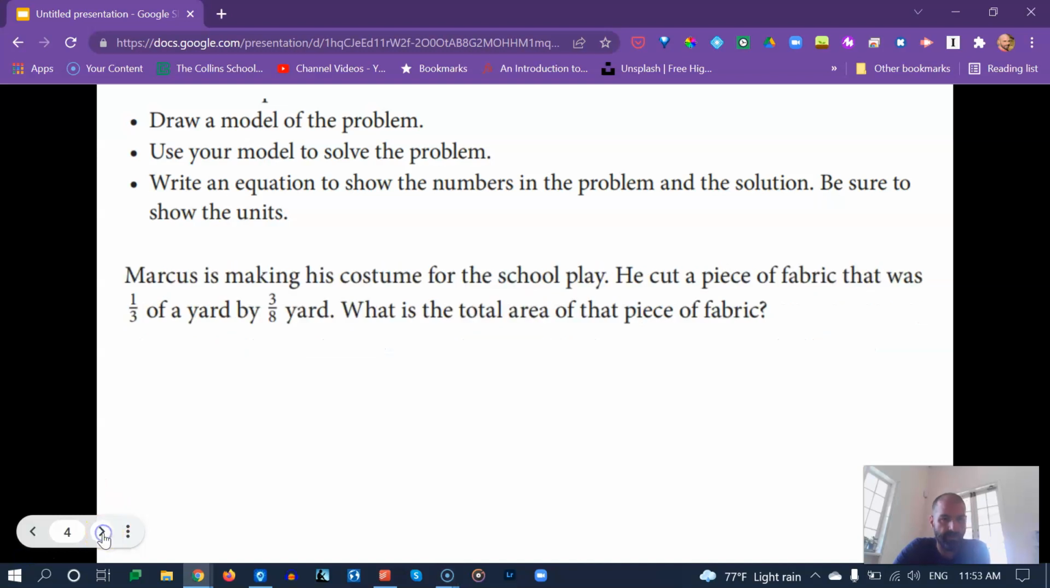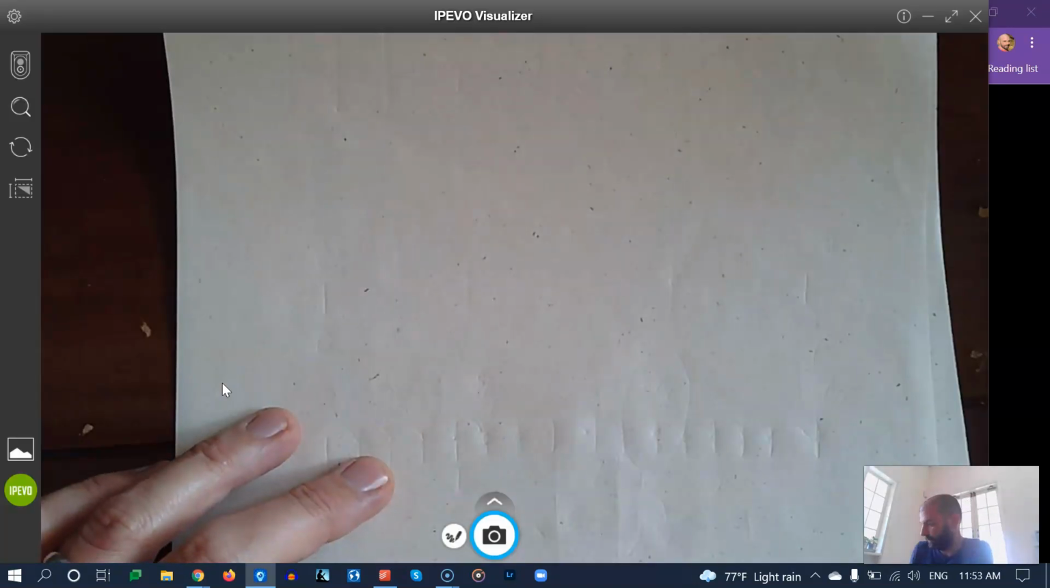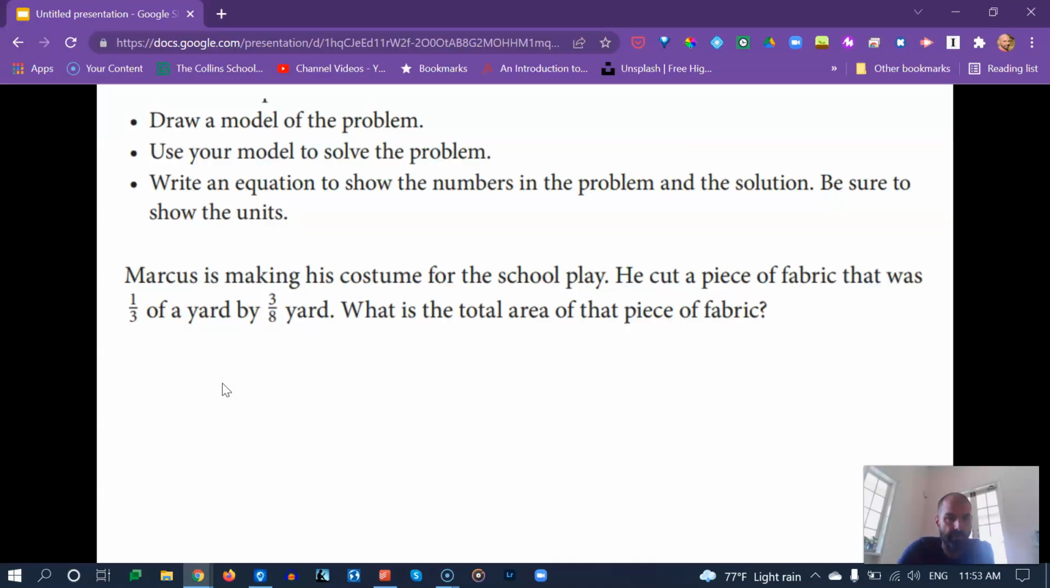All right, let's look at the next one. Marcus is making his costume for the school play. He cut a piece of fabric that was 1/3 of a yard by 3/8 of a yard. What's the total area of that piece of fabric? Again, pause it, draw it. If you want to solve it, solve it. If you want to check to see if your drawing matches mine, let's do this right now. All right, so that was, wait, let me check that again.